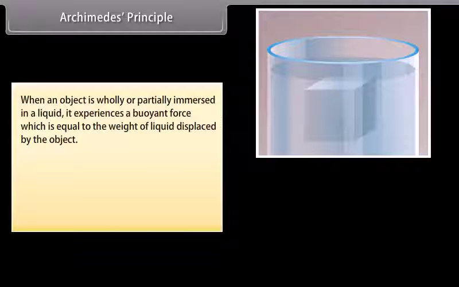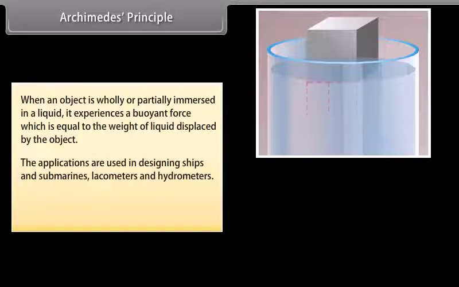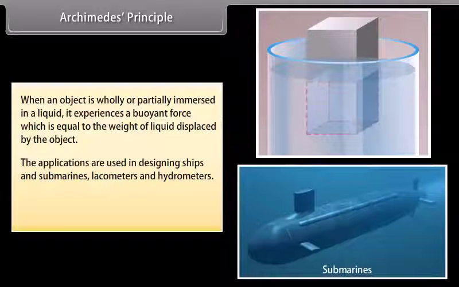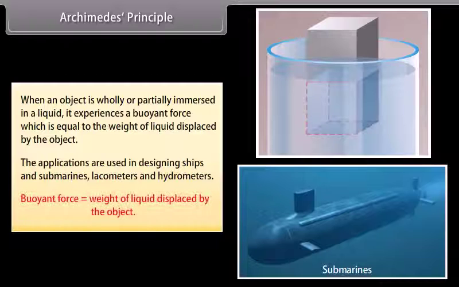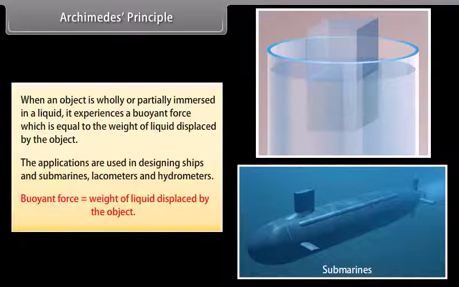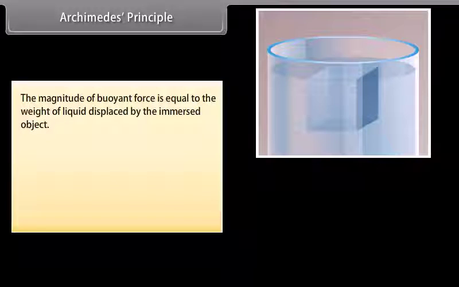Archimedes' principle. When an object is wholly or partially immersed in a liquid, it experiences a buoyant force which is equal to the weight of liquid displaced by the object. The applications are in designing ships and submarines, lactometers and hydrometers. Buoyant force is equal to the weight of liquid displaced by the object. The magnitude of buoyant force is equal to the weight of liquid displaced by the immersed object.